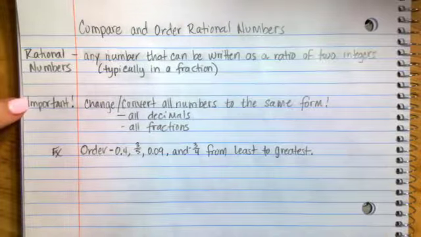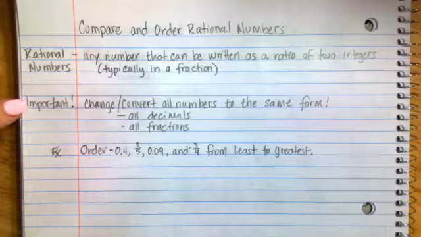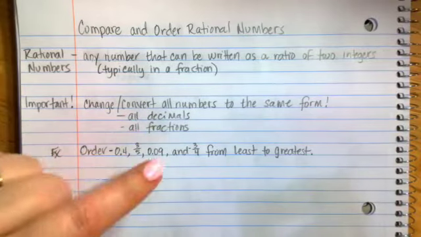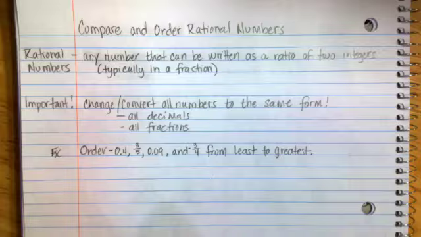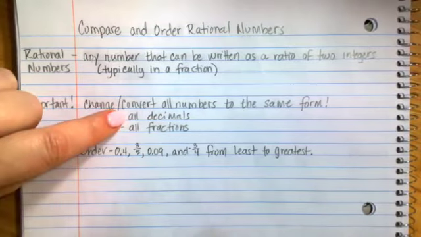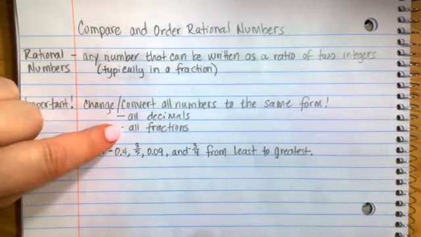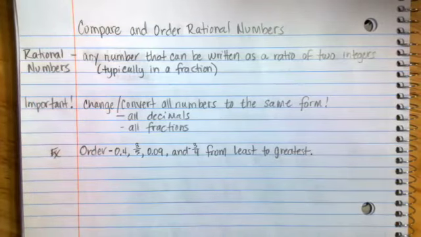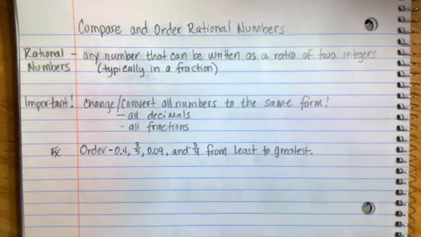Something important to remember when you are doing this, since you are comparing all forms of numbers here, fractions, decimals, you need to change or convert all numbers to the same form. So if you have a mix, you need to go with whatever you're comfortable with, either all decimals or all fractions. I tend to go with all decimals, and a lot of my students in the past went with decimals because it just made it easier. So that's the way I'm going to do it here.